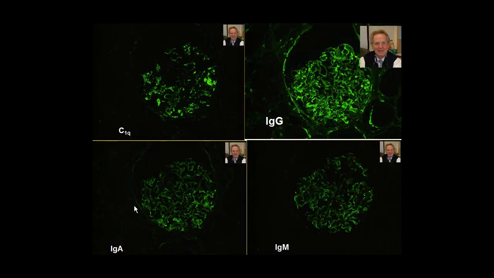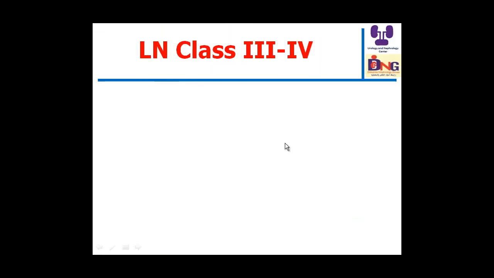This is proliferation, and this is the immune complex deposition within the tissues of the renal pathology. You can find within the capillaries IgG, C1q, IgM, and the dominance is IgG, and you can find C1q. Regarding class 3 and 4, class 3 is focal proliferative, so the proliferative process affects less than 50% of glomeruli, diffuse proliferative more than 50%.